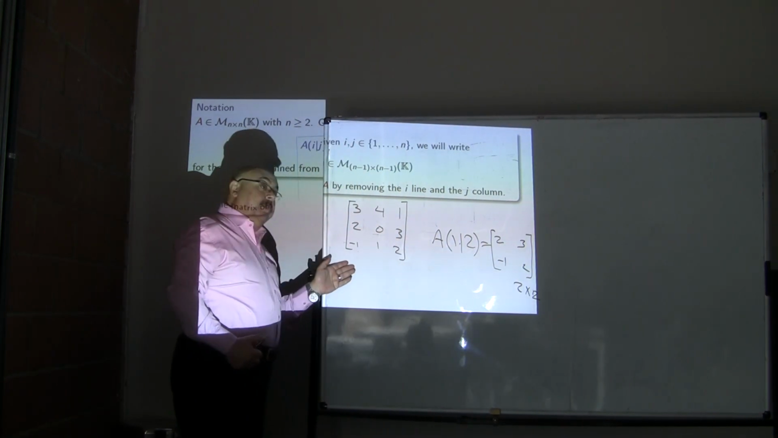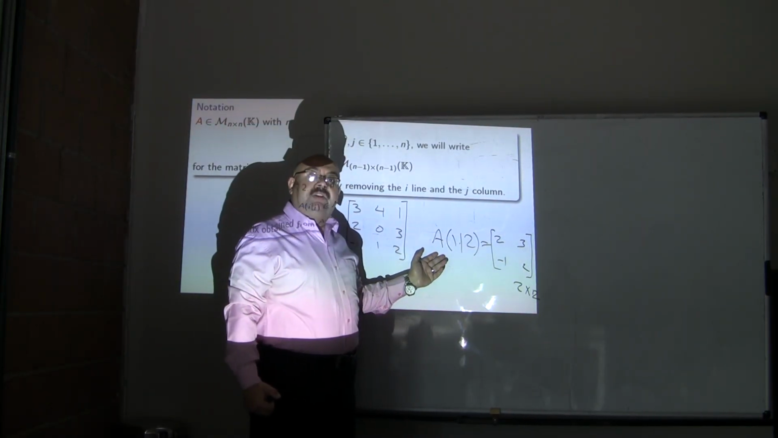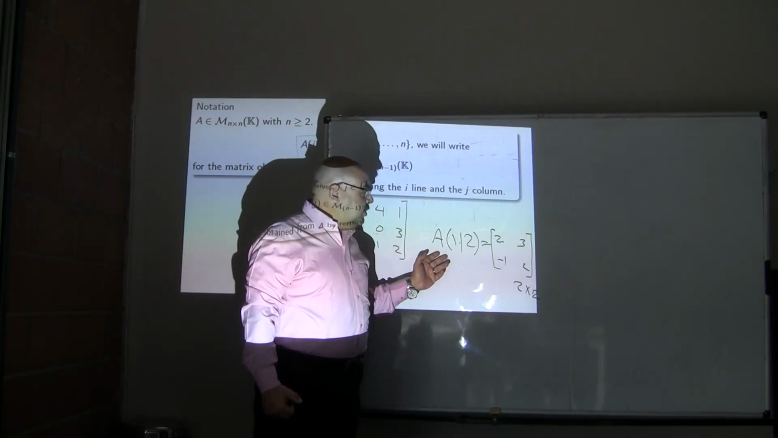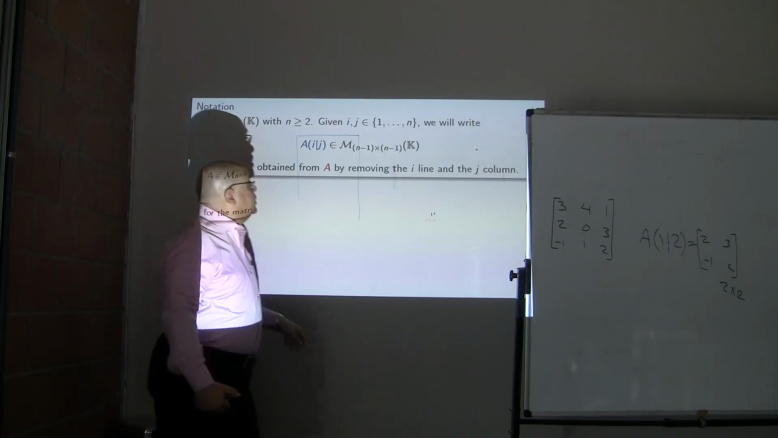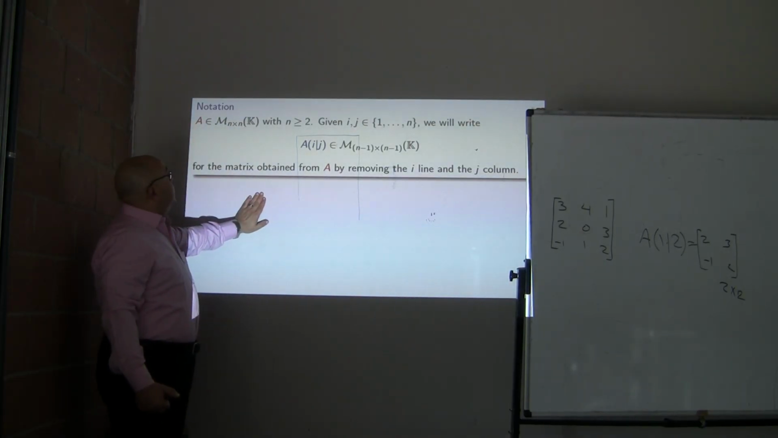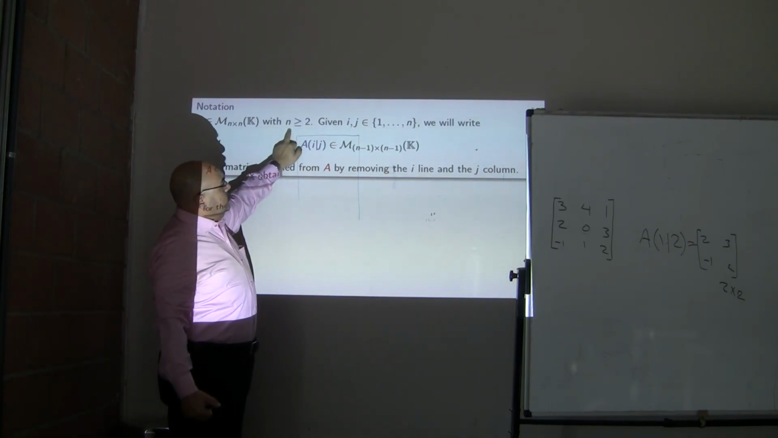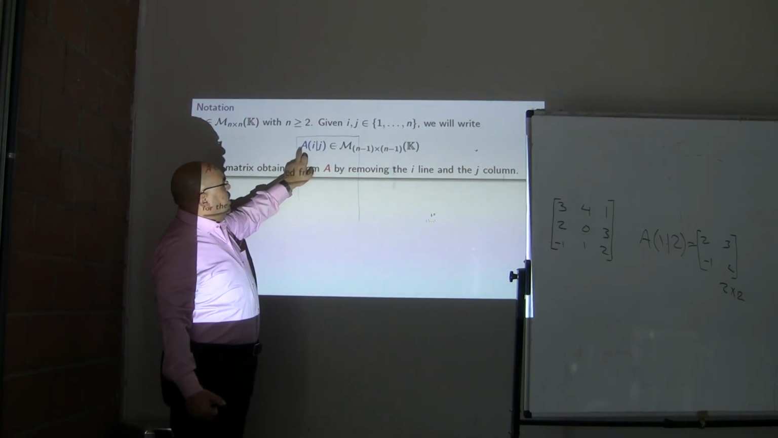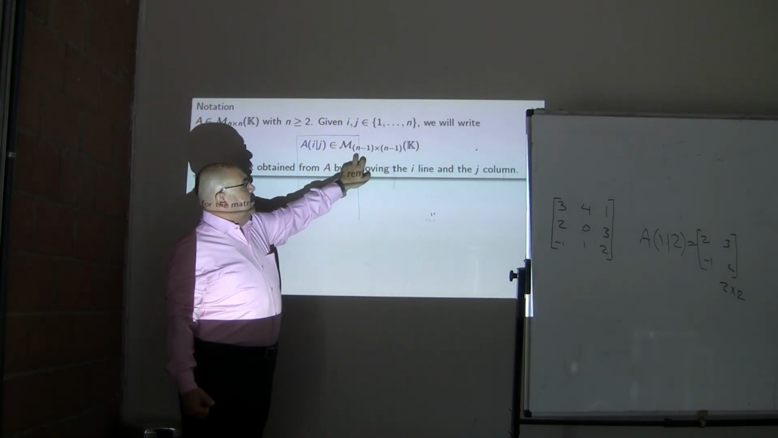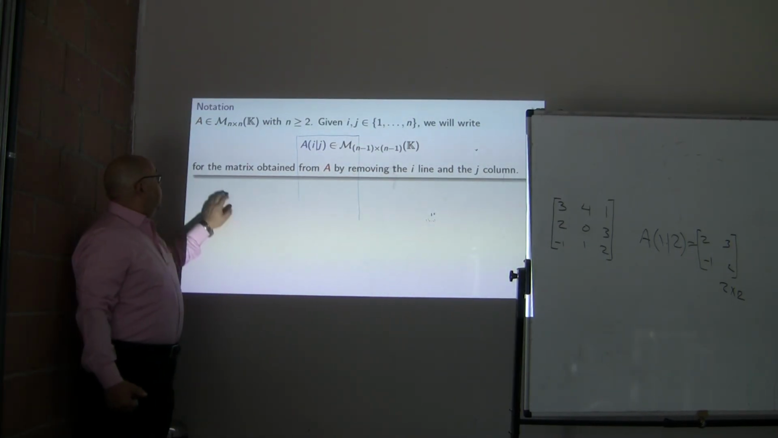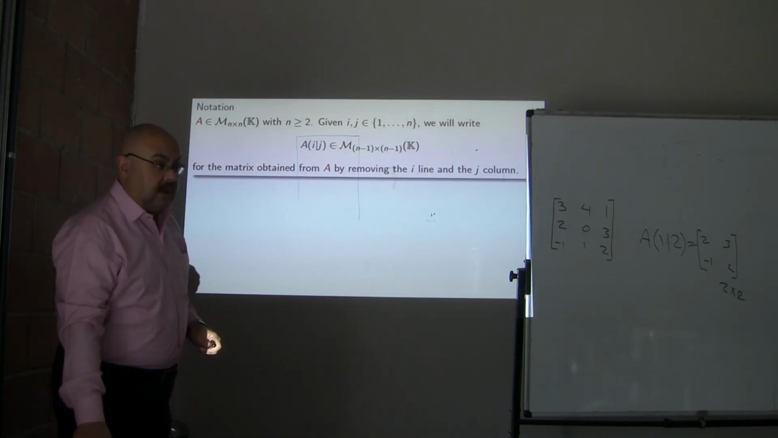If this matrix is 4 by 4, then getting the matrix relative to each element of this matrix, it's going to be one dimension less. This is what is stated here: if A is an n by n matrix, and n is greater than or equal to 2, the matrix A of i, j belongs to the set of n minus 1 by n minus 1 matrices, obtained from A by removing the row and column.